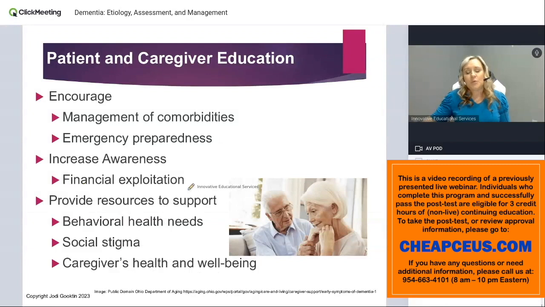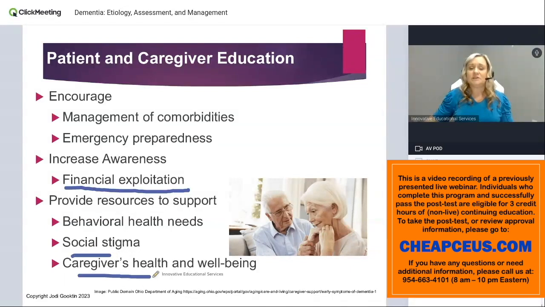Financial exploitation, I want to highlight because there is a specific website from the Office of Financial Protection for Older Americans. It's stopfraud.gov to stop that financial exploitation. Maybe that's just a poster you have up somewhere or part of your packet you give out to your patients and caregivers.